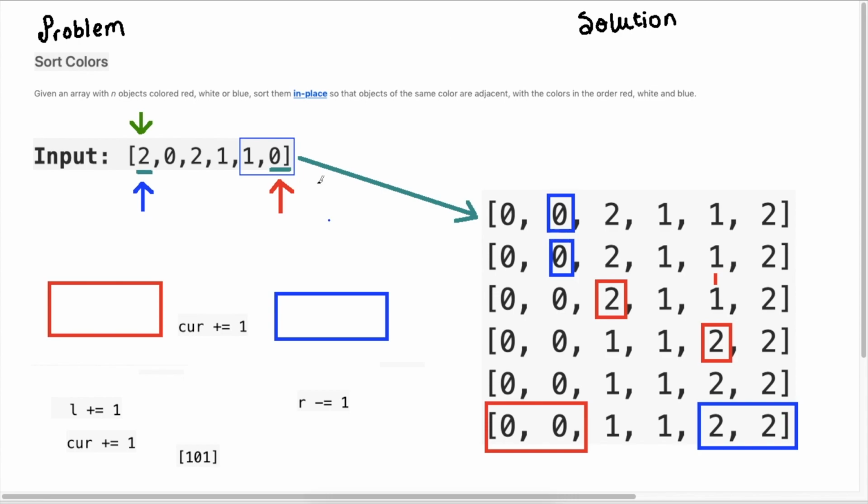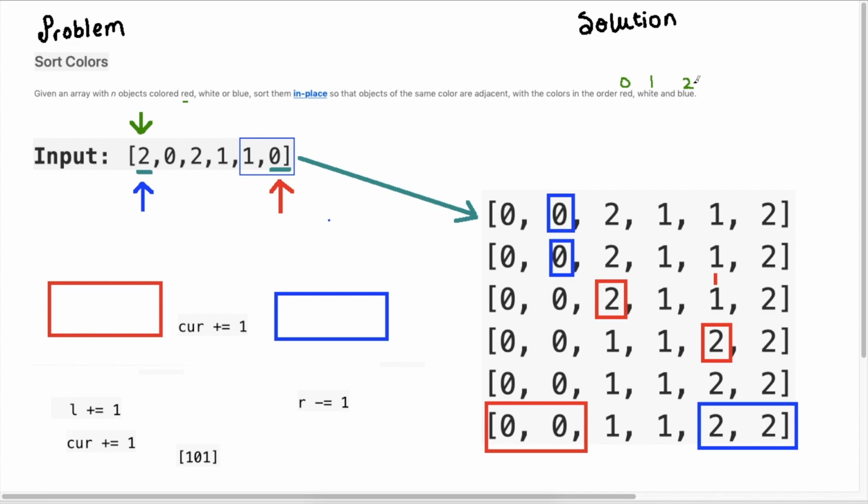Today we're going to do another Leetcode question, sort colors. This question asks us to sort three colors, red, white, and blue, which are given in the form of 0, 1, and 2. So I'll just write this down here. 0 is red, 1 is white, and 2 is blue.